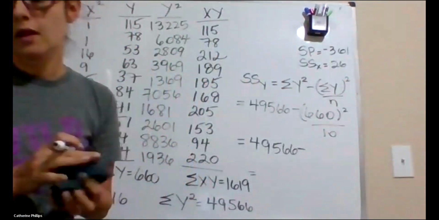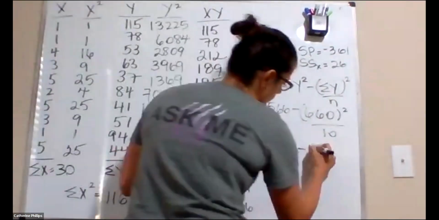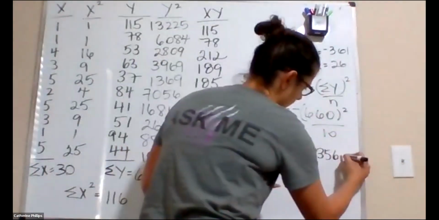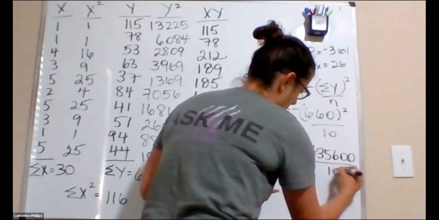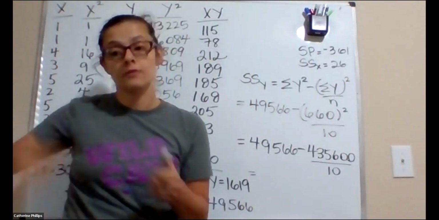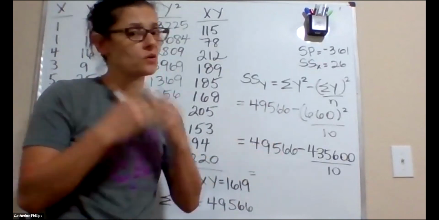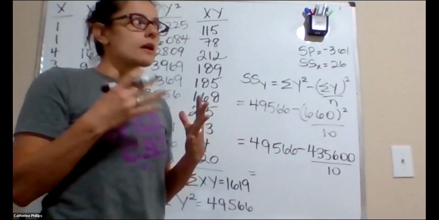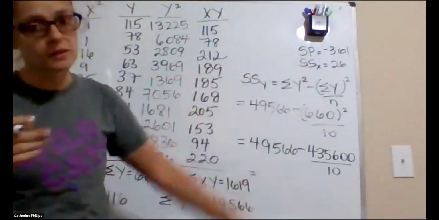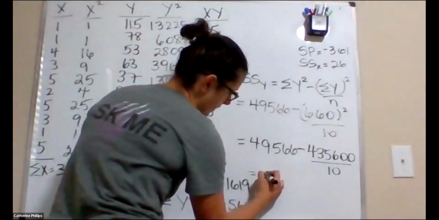Hopefully you caught that. So 660 squared is 435,600. I could tell that something was off because when I divided the other number by 10, I could see that my sum of squares was still going to be over 40,000. Given that the sum of squares of x was 26, that was probably too big. And sure enough, it was.